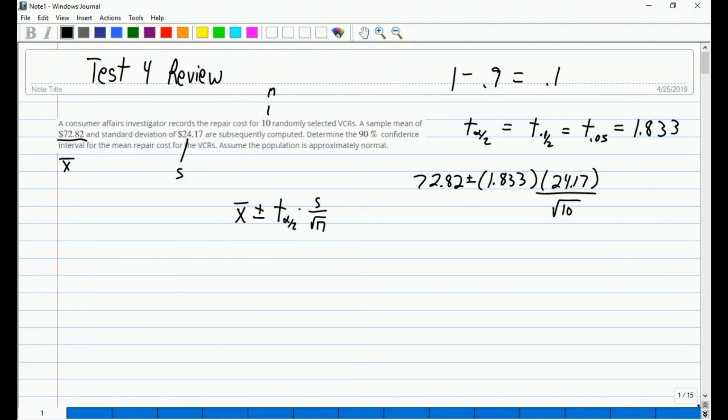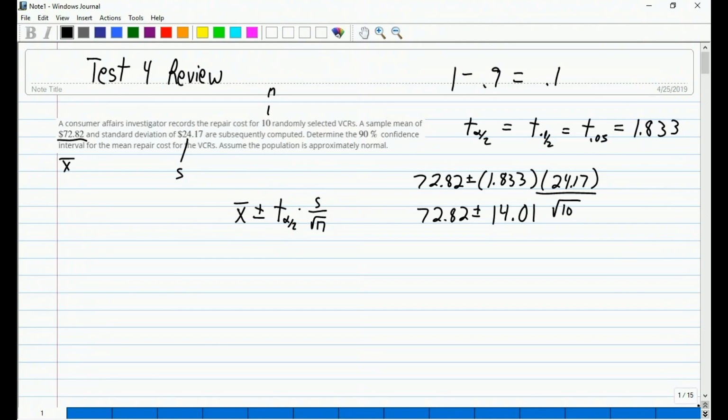So I'm just going to say 1.833 times 24.17, and then divide that by the square root of 10. All right, and so that's what I'm going to add and subtract from the mean. And this is money, so I'm adding and subtracting money. So I'm just going to round this to 2 decimal places, 14.01. So all I need to do is say 72.82 and add 14.01, and then 72.82 and subtract 14.01.